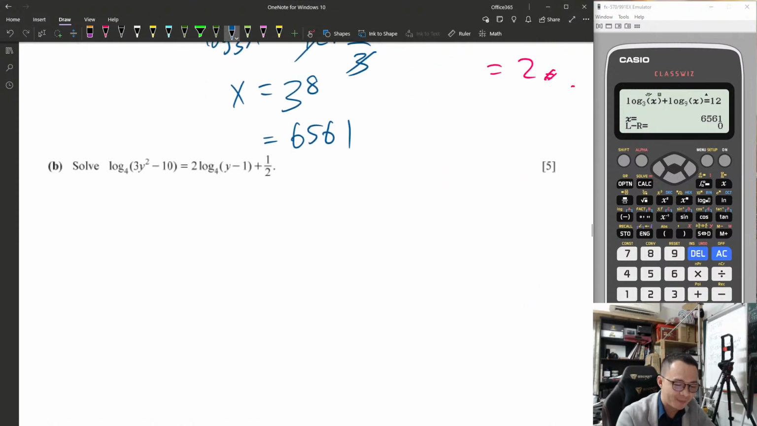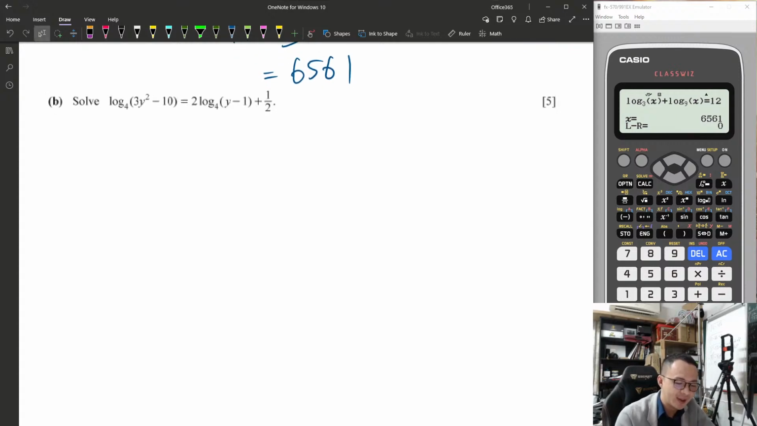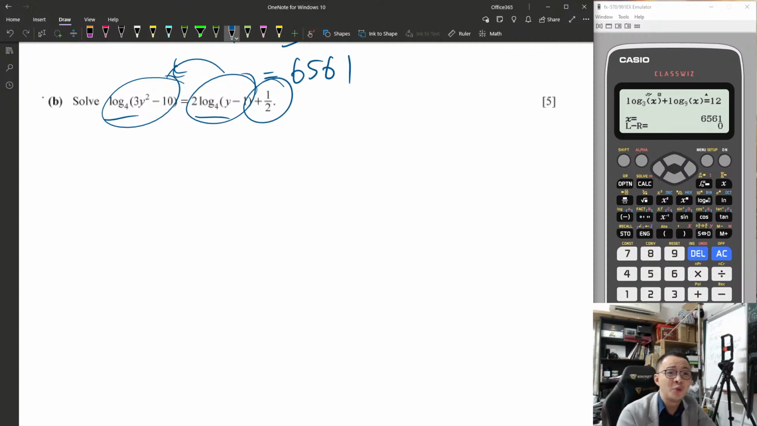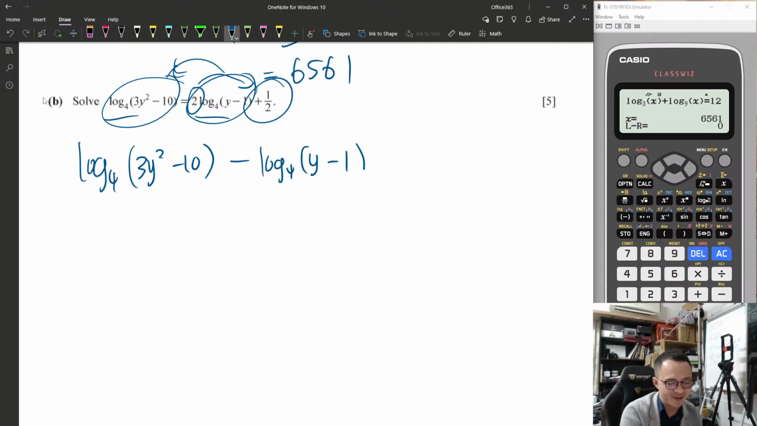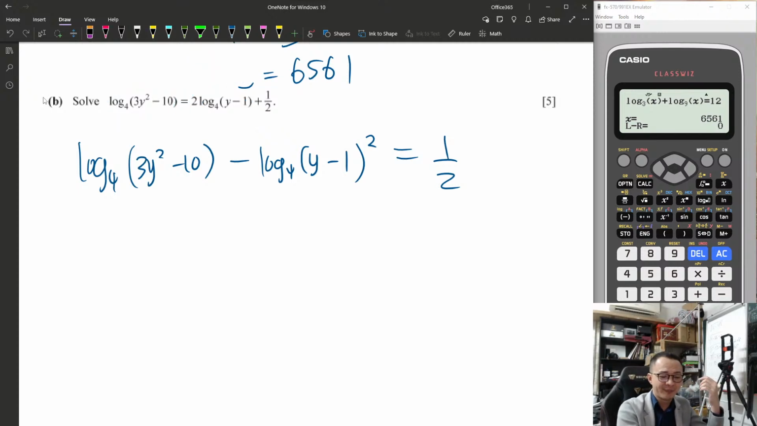Done. Next question. Check the base. All of them have the same base. It's simple. Normally, whatever has log, I'm going to group them at one side. Then the other side, I leave numbers only. So that means on one side, everything with log equals number only. You get the idea? So this is log 4 of 3y squared minus 10, minus the 2 I'm going to bring up to become the power. Okay, so save myself some time for this 5-mark question. Do you see? This is how I group them.